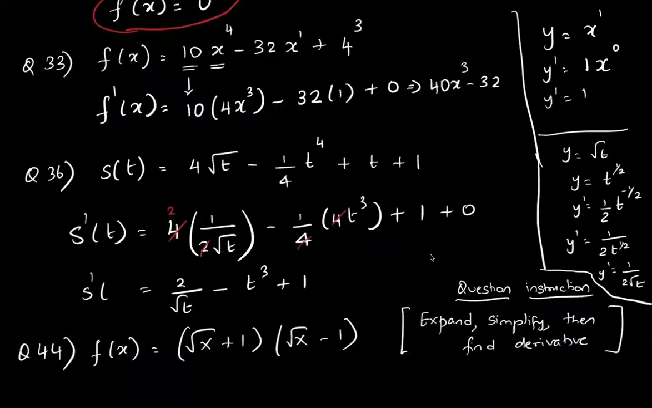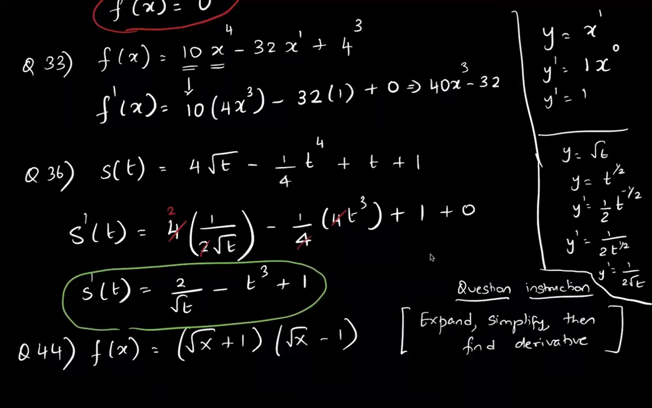So please pay attention to notations. Do not start taking the derivative of S of t without writing S prime of t is equal to. Okay, so those are simple things to follow. Otherwise, your answer will be completely wrong. So make sure that you follow correct notations. And yes, that's the main thing. You have to follow notations properly. Moving on to the next question.